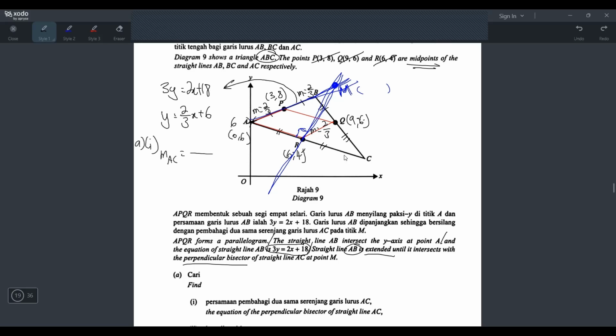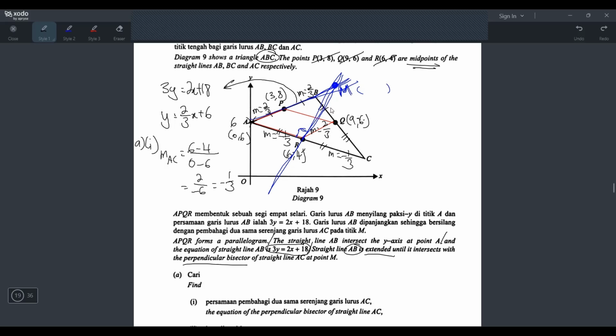So how to find gradient of AC? You can find gradient of AR. Okay, because AR and C is from the same line. Okay, so gradient of AC will be y minus y, 6 minus 4 over 0 minus 6. So it will be 6 minus 4 is 2, over negative 6. It means negative 1 over 3. So if the gradient of this line is negative 1 over 3, this will be negative 1 over 3, and the whole line also negative 1 over 3.